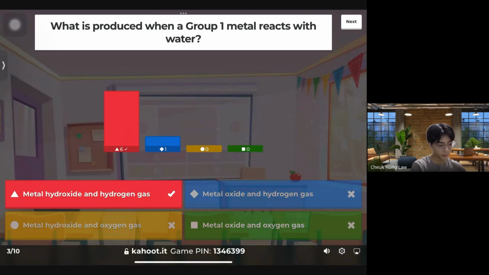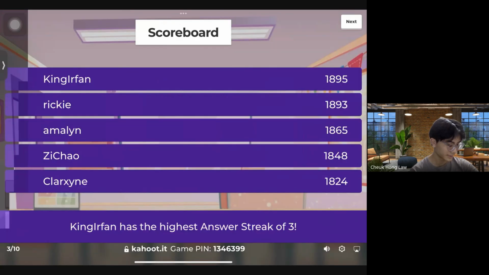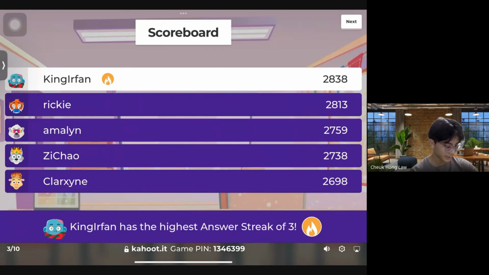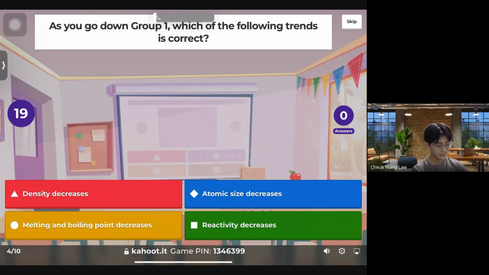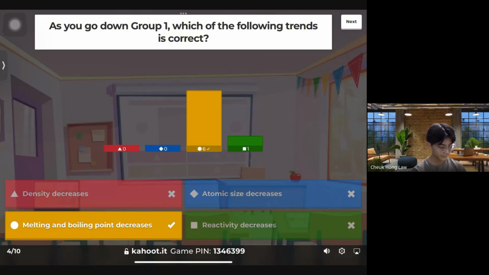Okay, what is produced when a group 1 metal reacts with water? You will have an alkali and hydrogen gas. Okay, so alkali is also your metal hydroxide. Okay, good job. Yes, as you go down group 1, just remember the memory shortcut: down plus plus plus minus. So the melting and boiling point will decrease.